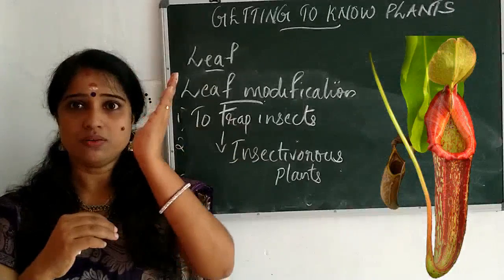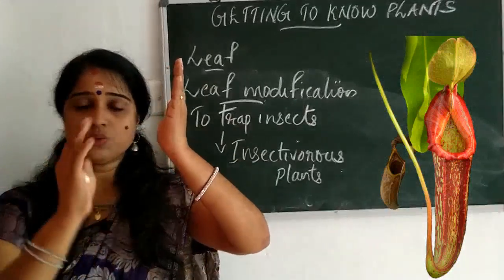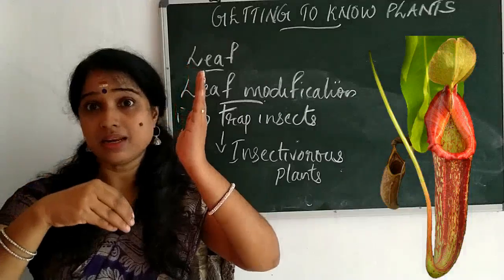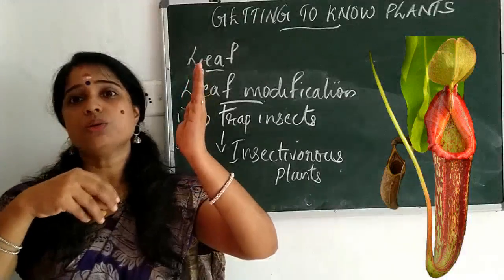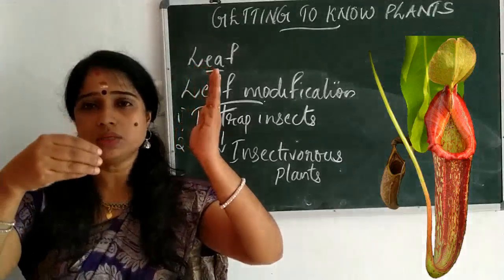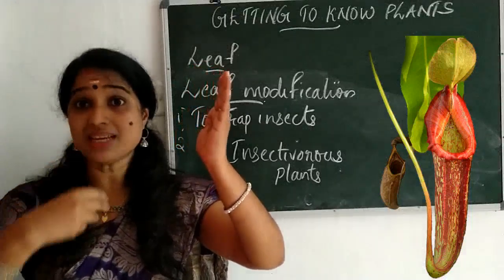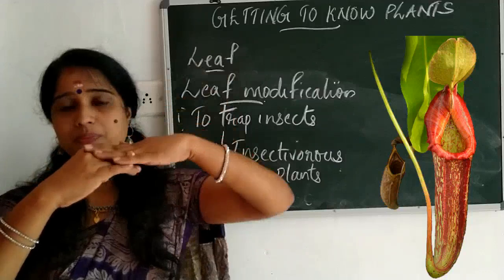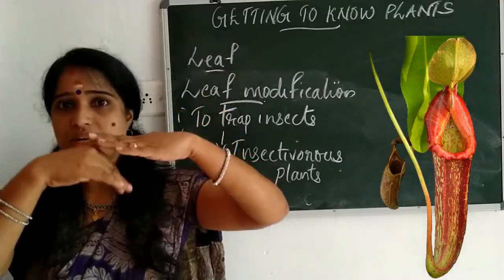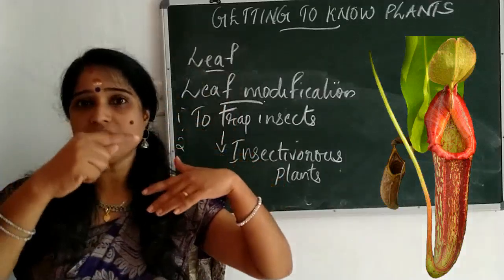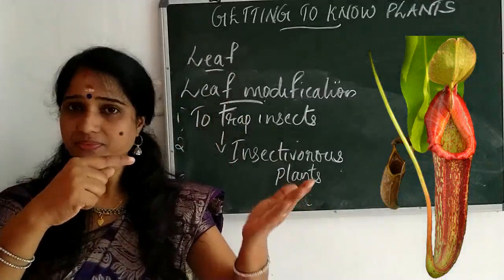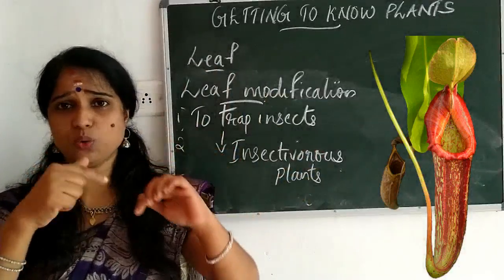Flap means what? Covering. When the insect comes and sits on the flower to suck the nectar, immediately the flap gets closed. So the poor insect will be trapped inside. If we keep our finger there also, the same thing happens. It will be closed and our finger will be stuck there.